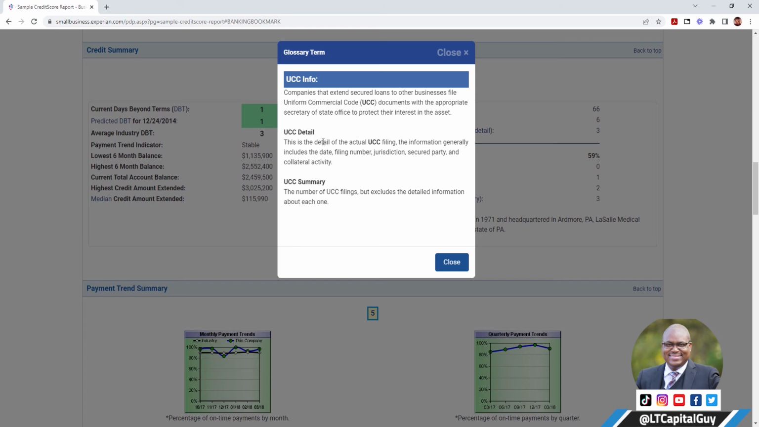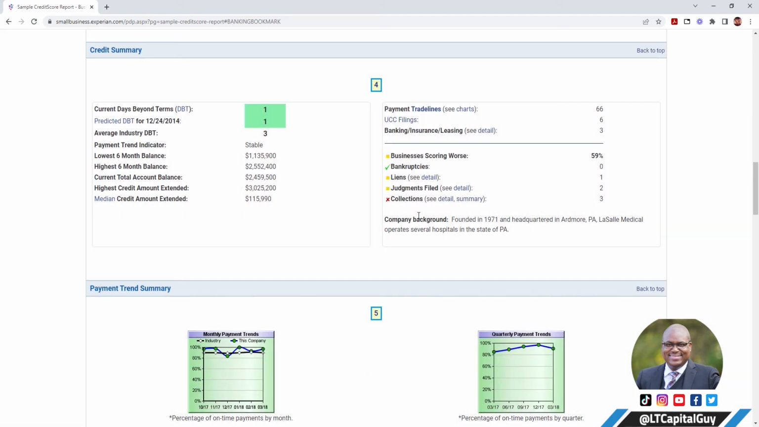UCC detail is the detail of the actual UCC filing. The information generally includes the date, the filing number, jurisdiction, secured party, and collateral activity. And UCC summary is the number of UCC filings, without the detailed information about each one. So typically when companies want to lend money to you, they will create a UCC filing.